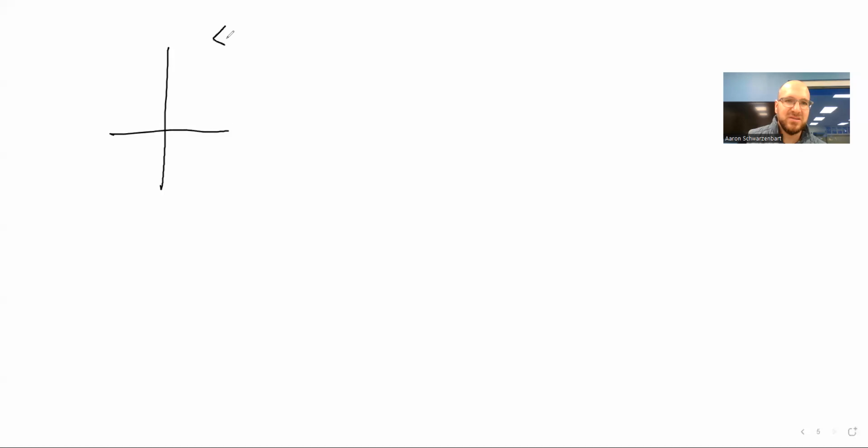So here's a vector. 3, 2. This one's pretty straightforward. We'll use alpha for my angle. So magnitude. I'm going to call this vector u. Magnitude of u equals, again, Pythagorean theorem, square root of 3 squared plus 2 squared equals square root of 13.